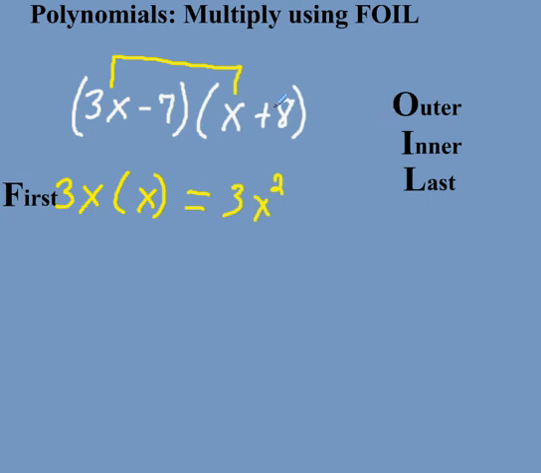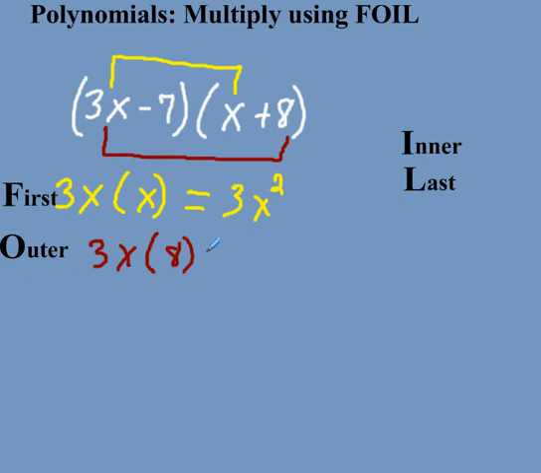Now, the next step is outer. The outer would be these two right here. Now, we're going to do the outer, which is this right here, 3x and 8, the outer two numbers. So I'm going to bring it over here, and let's rewrite this. Be 3x times 8. So 3 times 8 is 24, and then bring out your x, so there's my second number.